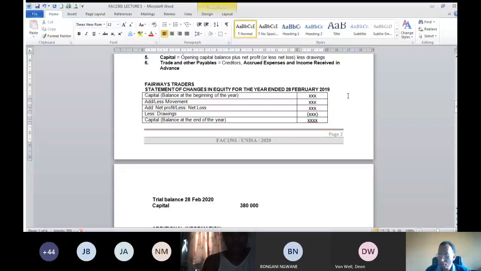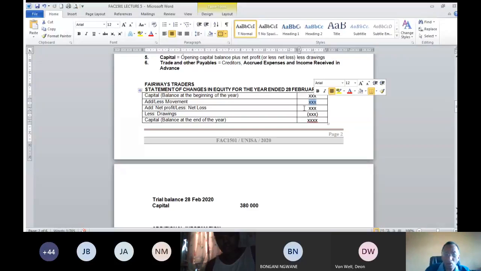Remember now, when we talk about the statement of changes in equity, we just want to know what was the value of capital at the beginning of the year, and what's the value of capital at the end of the year. The accounts that may impact on this balance and the change in the balance here would be either an addition, or the profits or the losses, minus the drawings.